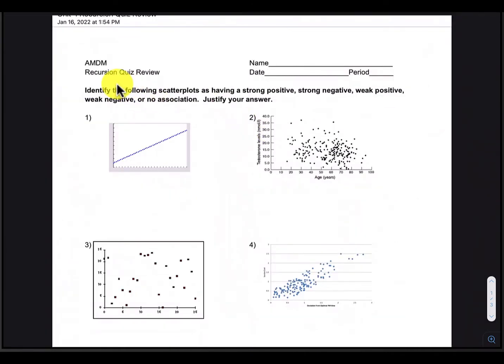In the first 4 questions it says identify the following scatter plots as having a strong positive, strong negative, weak positive, weak negative, or no association, and justify your answer.